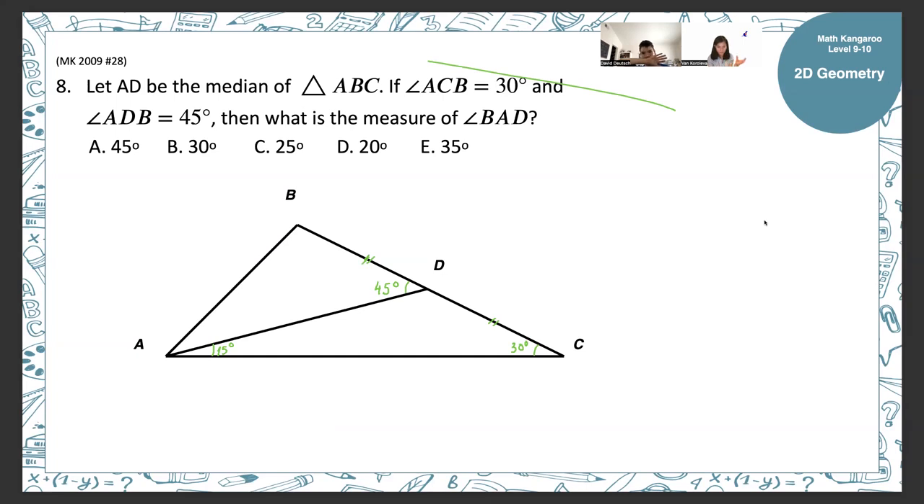So that's the typical question when we have two lengths that are equal, and we have to ask how to bring them together, how to make use of the information, because what I'm asked is not a length. What I'm asking is an angle, BAD, this angle. It's not the bisector, it's not the altitude, it is a median.